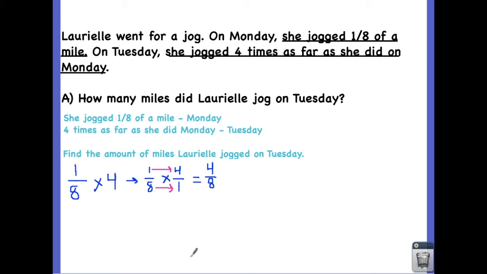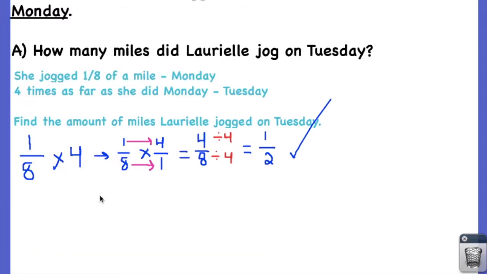So now we are going to find our factors. We know the factors for 4 are 1, 2, and 4, and our factors for 8 are 1, 2, 4, and 8. With that being said, we're going to ask ourselves, what is the greatest common factor? So we know that 4 and 8 are both divisible by 4. So we're going to divide our numerator by 4 and our denominator by 4. 4 divided by 4 gives us 1, and 8 divided by 4 gives us 2. So 4/8 simplified is 1/2.